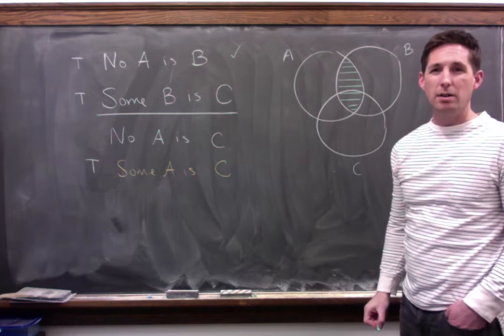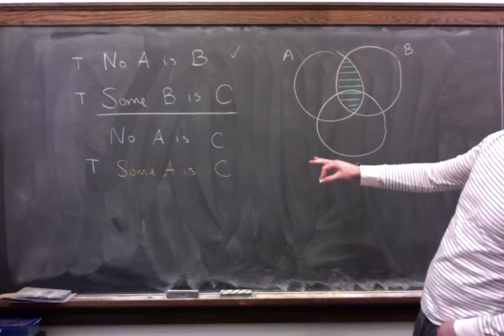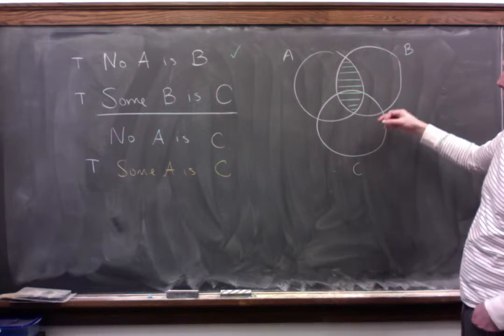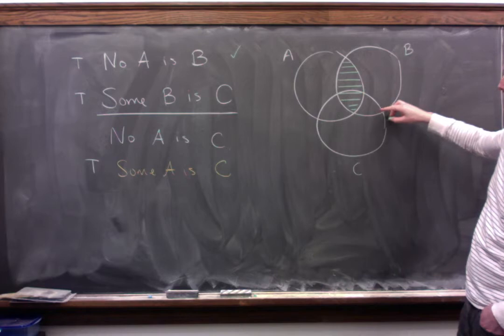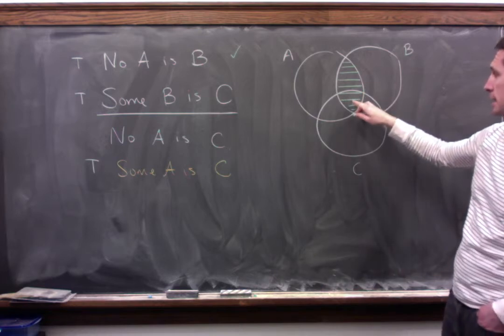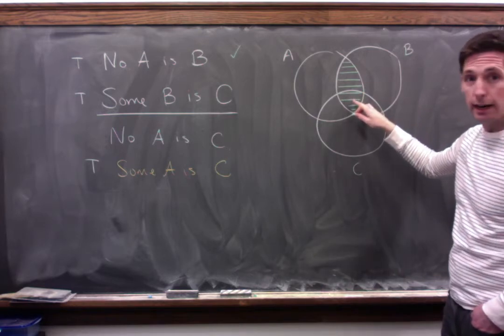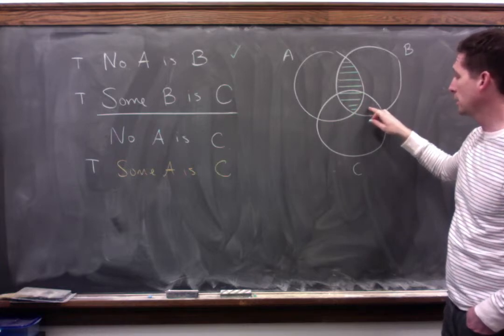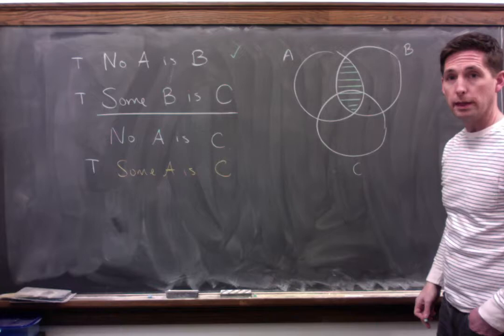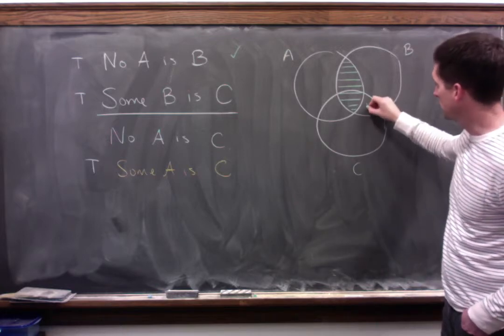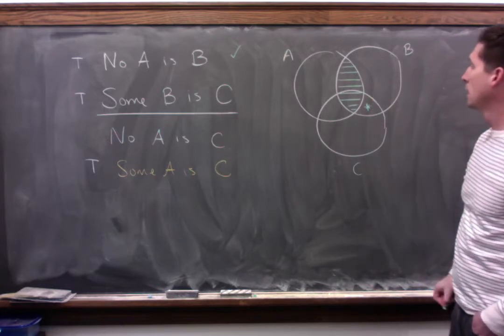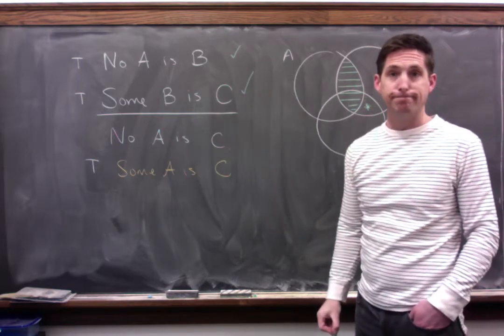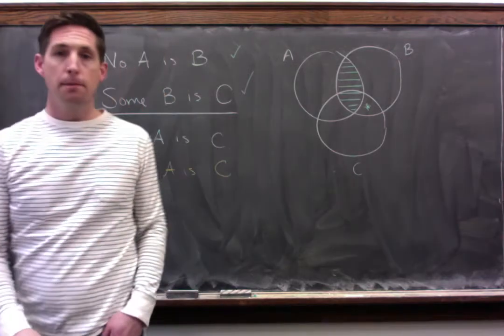What about some B is C? Well, if some B is C, there's got to be something in the overlap between those 2 circles. But we already know there's nothing in this part of the overlap because we've already shaded it out. So we know that there has to be something in the other part. That's the only way there could be something that's both B and C, and so we're going to put an asterisk right there. And that represents the truth of the second premise.